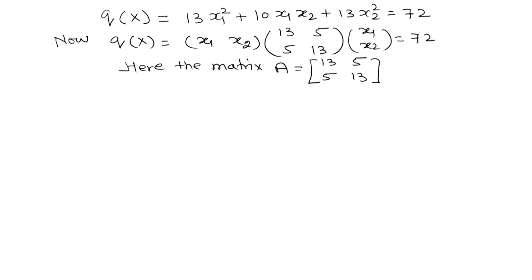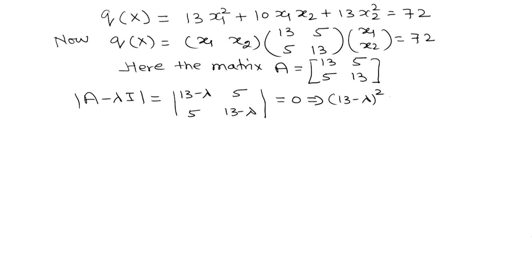So, here if I calculate the eigenvalues of the matrix A, it comes out to be the determinant of [13 minus lambda, 5; 5, 13 minus lambda], and this equals 0. So, if I solve it, it will be (13 minus lambda) whole square minus 25 equals 0. This gives me eigenvalues lambda equals 8 and 18.